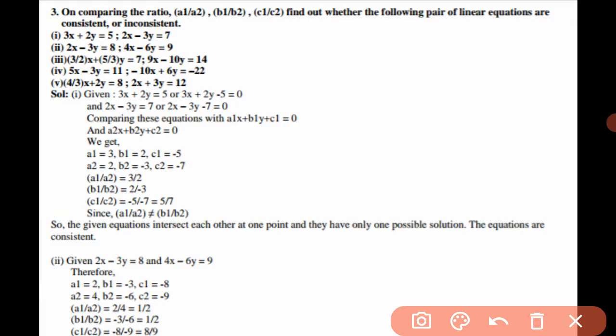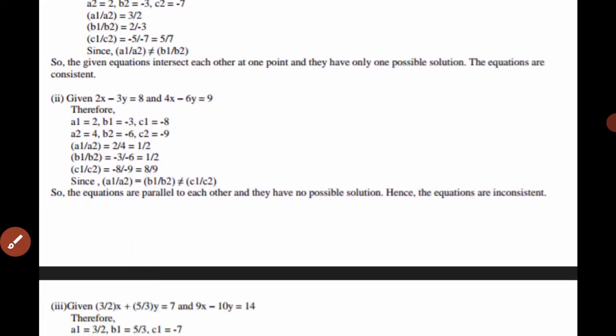Now in the second case we have been given 2x minus 3y equals 8 and 4x minus 6y equals 9.